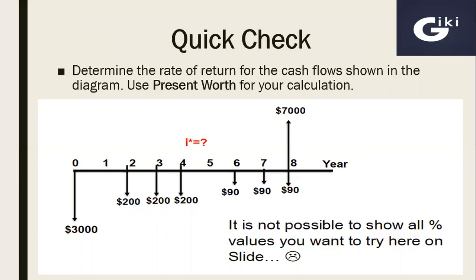So here we have $3,000 at time 0, and at time 1 we have nothing. At time 2 we have $200. Time 3 we have again $200, and time 4 we have $200. So this is a series of annual payments from second year to fourth year. Then we don't have anything at fifth year, and from 6th to 8th year we have a series of annual payments, $90 each. And finally at the end of 8th year we have $7,000 additional cash inflow.